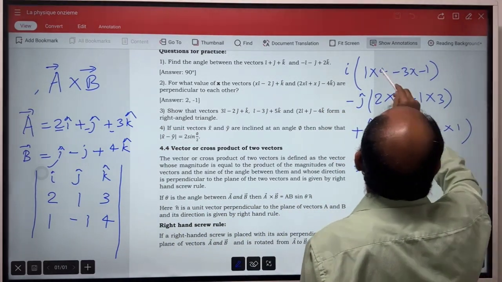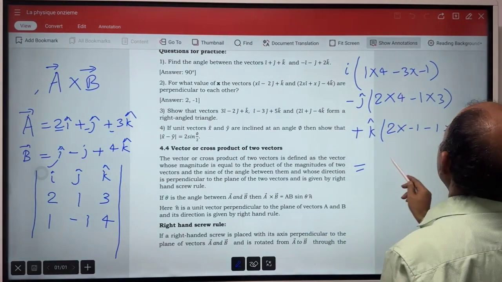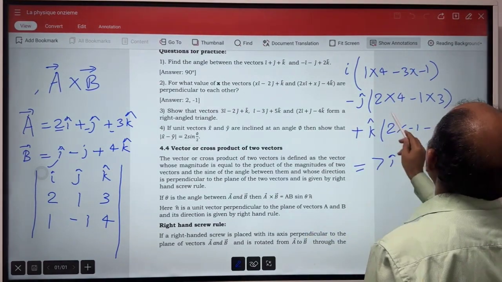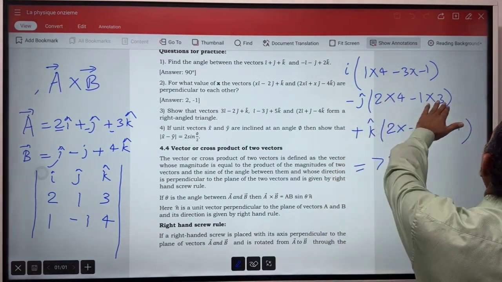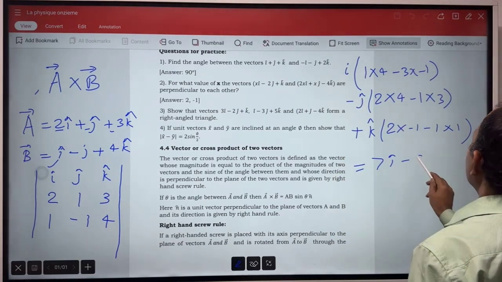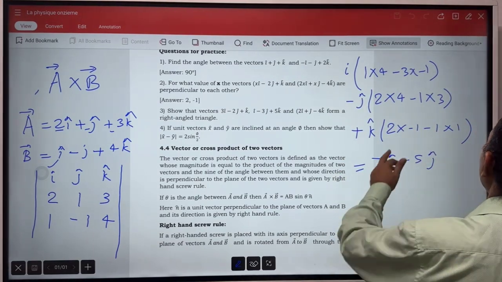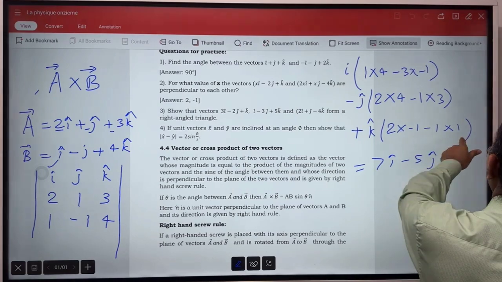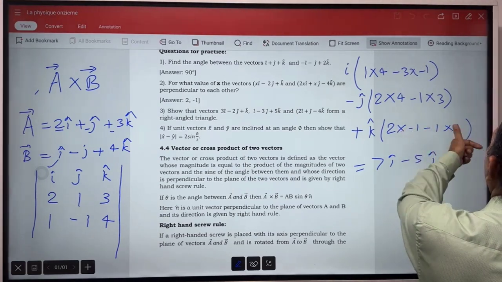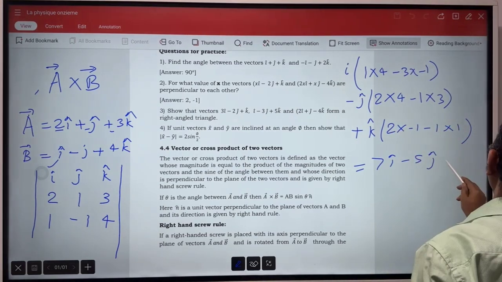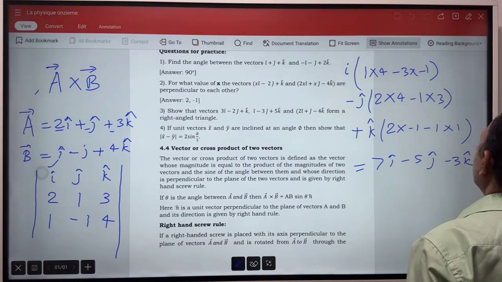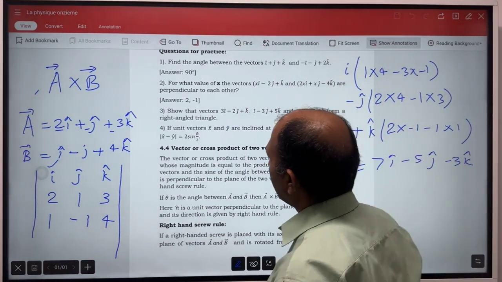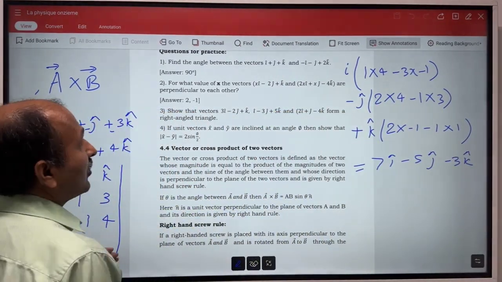Then simplify. This will become 4 plus 3, 7 i cap. Then here 8 minus 3, 5, so minus 5 j cap. And here this is minus, this is also minus, so minus 2 and then minus 1, minus 3 k cap. So this is the cross product.